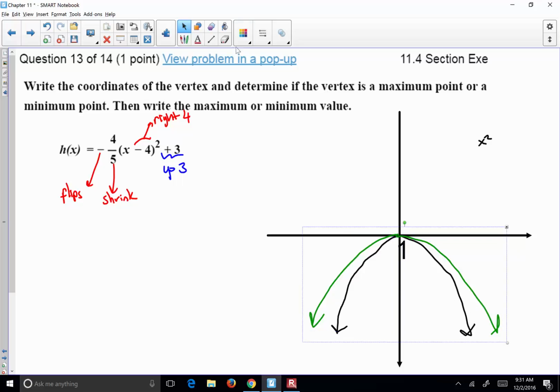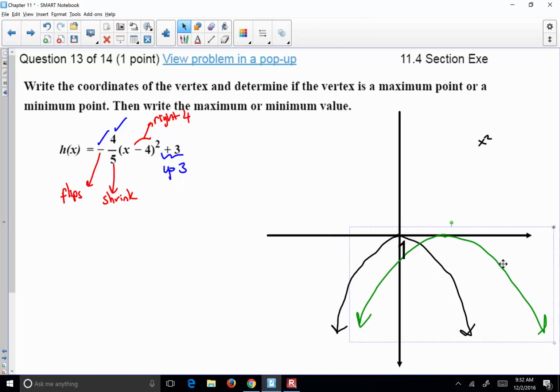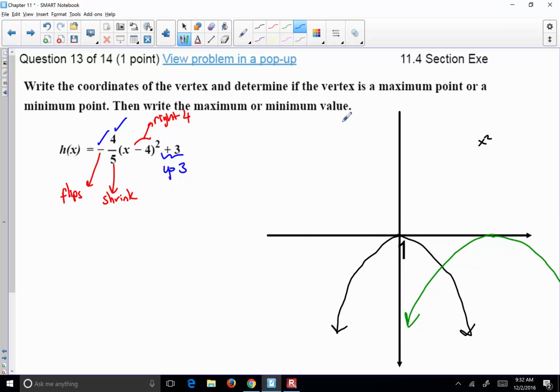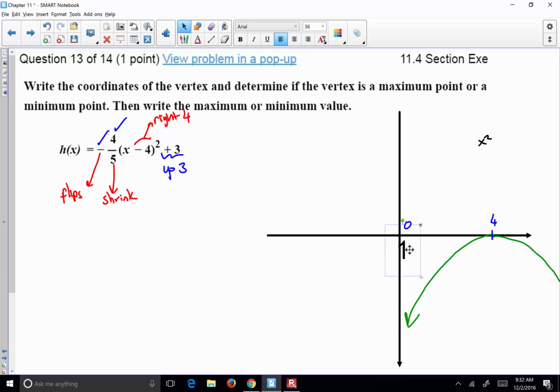Okay. Now I'm marking the things I did. Okay, so this is done. This is done. Next, we are gonna move this right 4. 1, 2, 3, 4. This is at 4 now instead of 0. By the way, I don't need this thing anymore. That one gone. So check.